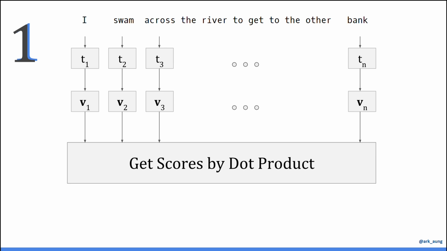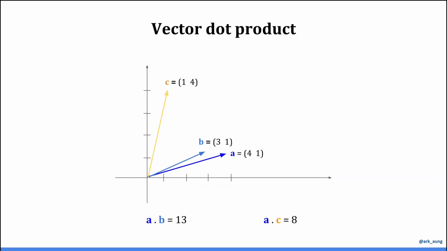First, we're going to get scores by using a dot product. We're going to get scores by performing dot products on these vectors. Before I go into that, let me give you a quick recap on what a vector dot product is. Let's say we have three vectors here: vector A, B, and C. As you can see, vector A is closer to vector B than it is to vector C.